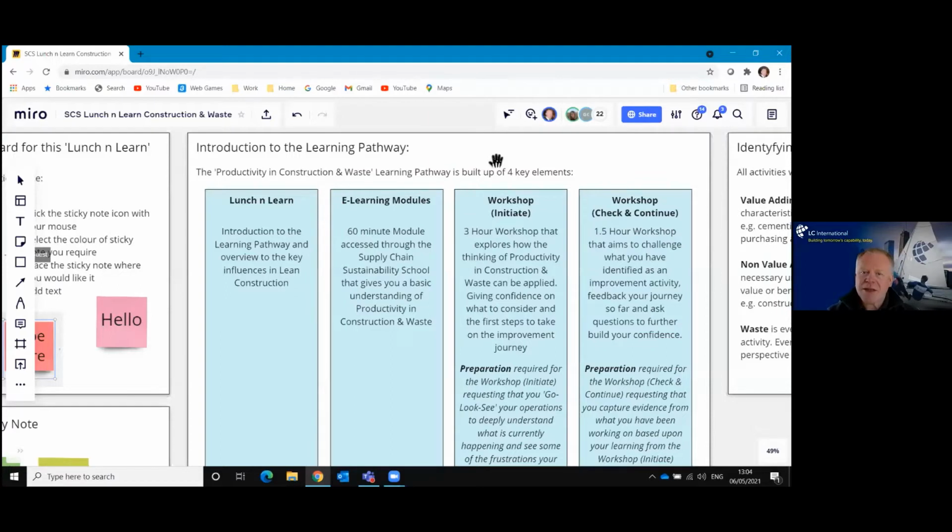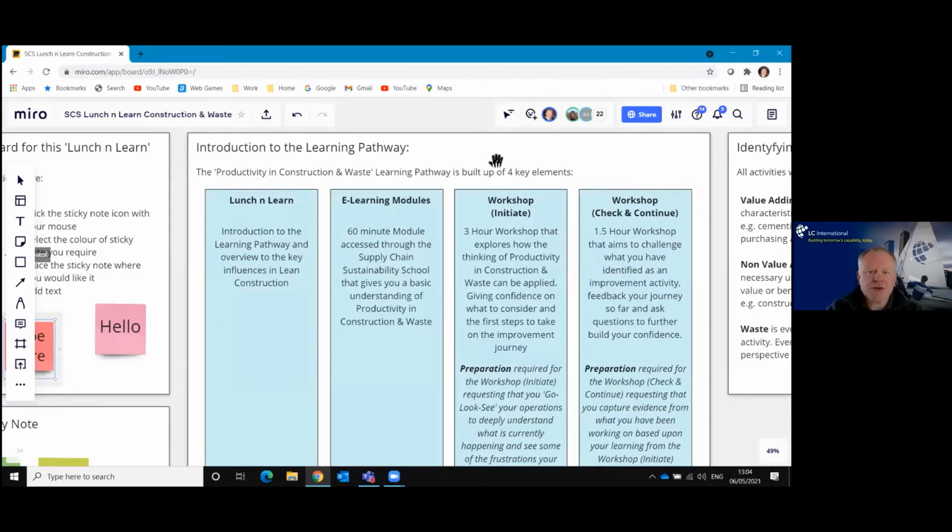The next stage will be the e-learning modules. These can be found on the Supply Chain Sustainability School's website, and this gives you an opportunity to look at one of 8 e-learning modules and understand a little bit more about what lean thinking is in construction. This is our foundation for you to then enter into what we call our Workshop Initiate. The Workshop Initiate is a 3-hour workshop that starts to explore what this learning pathway is all about and how you can take this learning and put it into practice within your own business areas.